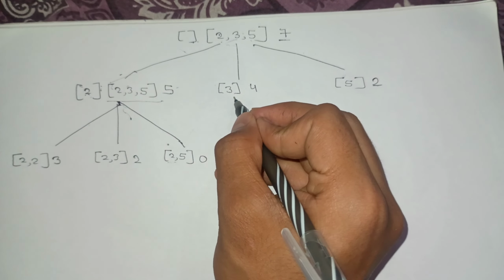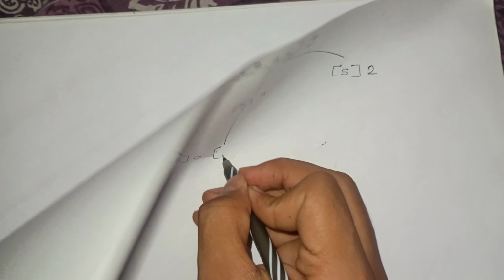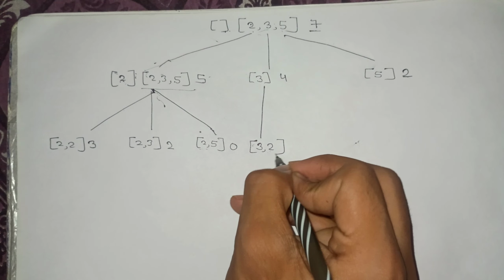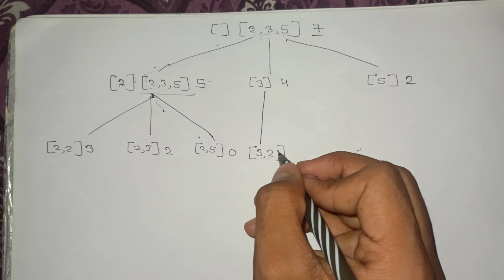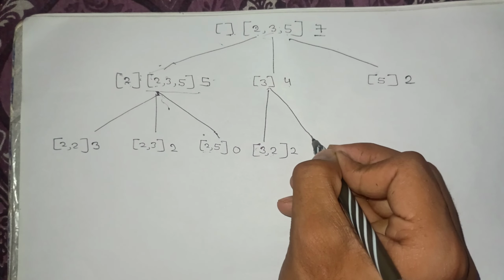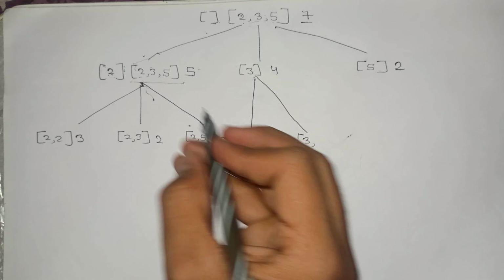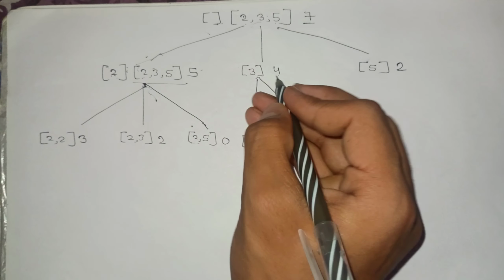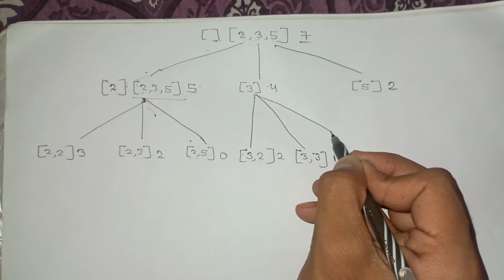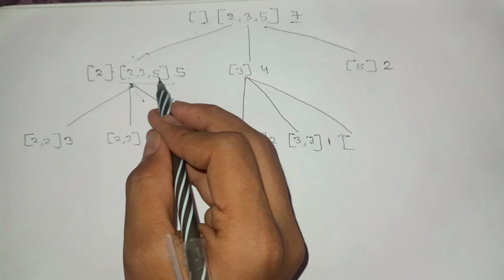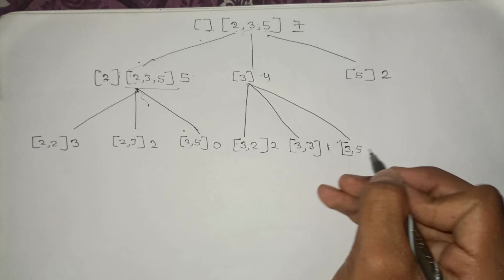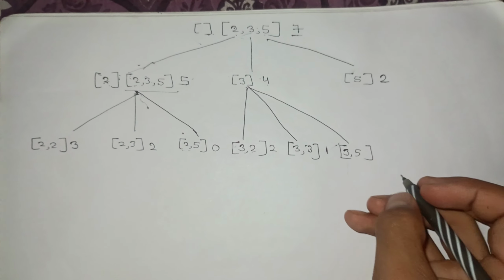Now let's do this with this one also: 3 comma 3 comma 3 comma 2. The left target is 4 minus 2, which is 2. The second call will be 3 comma 3, and our left target will be 4 minus 3, which is 1. You can understand this very easily. Now next call, 3 comma 5, and the left target is 7 minus 5, which is 2.